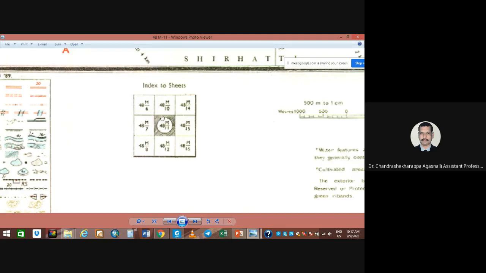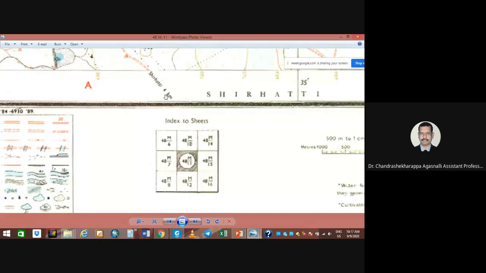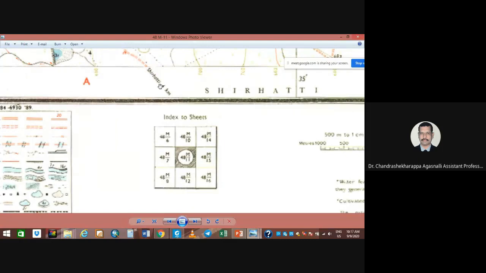Either it may be state boundaries, or taluka boundaries, or district boundaries. It's a sharing, it's a continuation. Say for example, this is Shirhati taluk. Shirhati is 4 kilometers away. Where it is coming, it's the end of the road here, but it's continuous. You can see this Shirhati road in the next topo sheet, that's your M by 12. Okay, this is how things work.